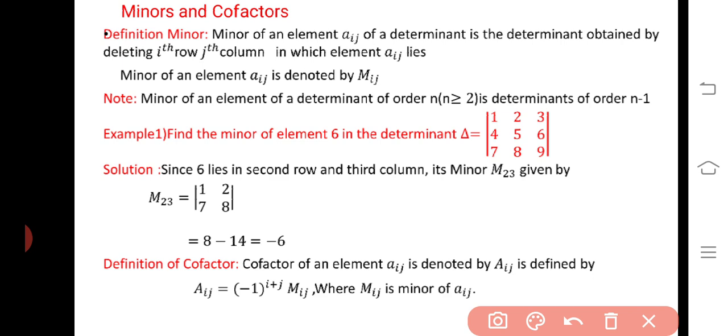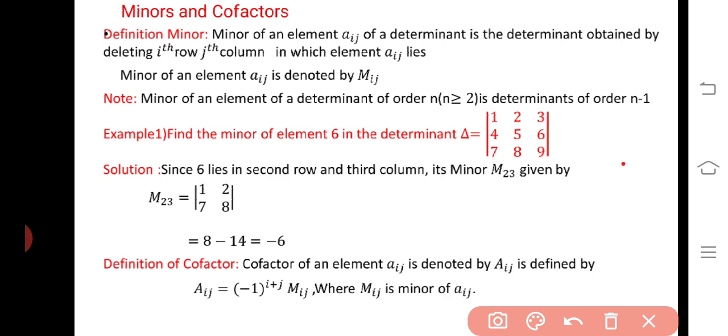In the earlier class we did the same thing, but there we used 1 into the determinant; here don't use that a11. Now let us start with the definition of cofactor. Cofactor of the element aij is denoted as capital Aij, defined by minus 1 to the power i plus j into the minor of ij, where Mij is the minor of aij. If you look at an example, you can understand the definition of cofactor.